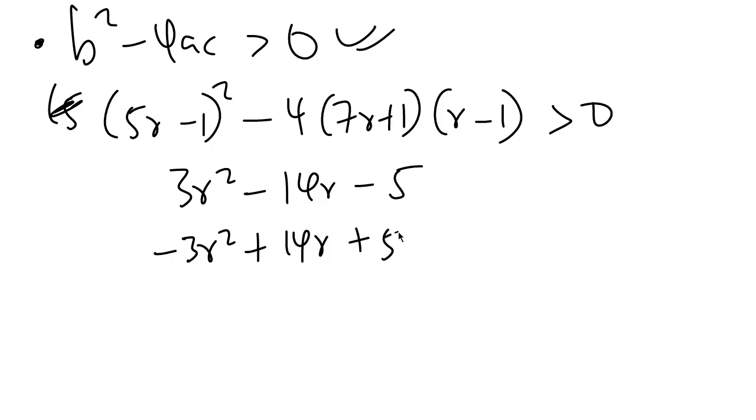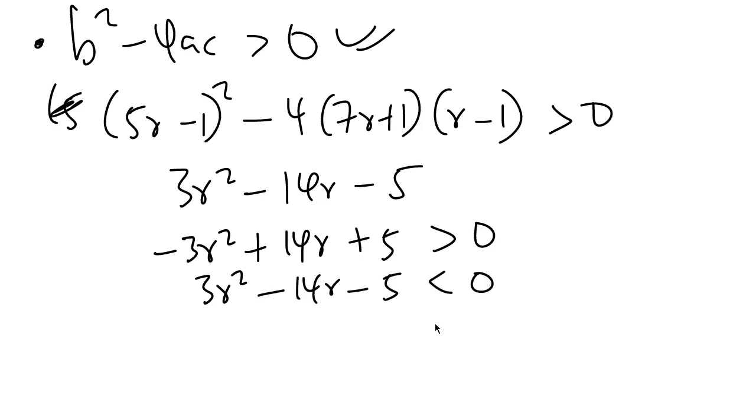14r plus 5 should be what? Greater than 0. Do you understand? So for an inequality, if you are multiplying through by minus, what happens? The sign must change, isn't it? Do you understand? The sign will change. So that will now be 3r squared minus 4r minus 14r minus 5 should be what? Should be less than 0.